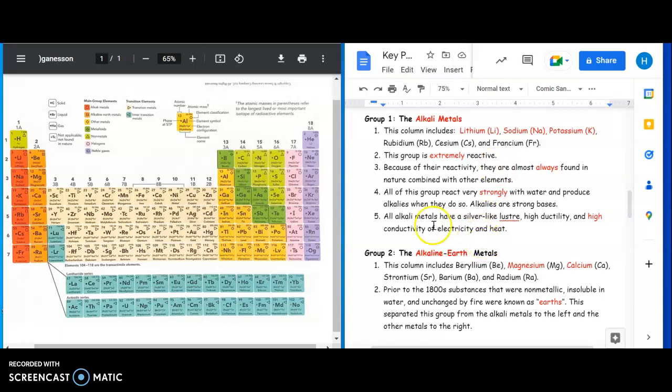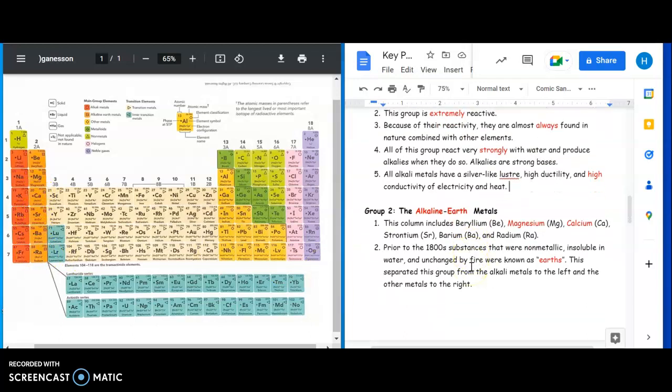One last thing about the alkali metals, they all have a silver-like luster, so they're pretty shiny. They're highly ductile, so you can pull them into wires fairly well. And not surprising as metals, they have high conductivity of electricity and heat. Moving on to group number 2, which starts here with beryllium, goes to magnesium, calcium, strontium, barium, and radium.